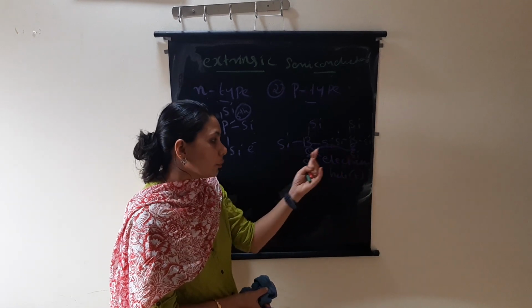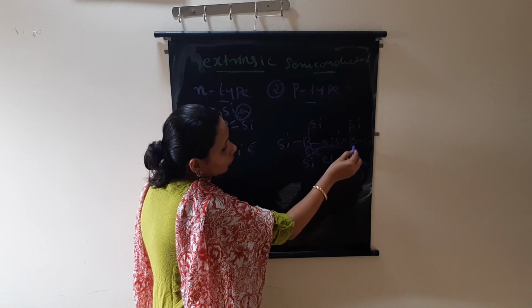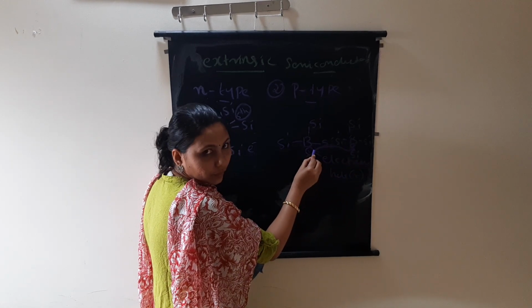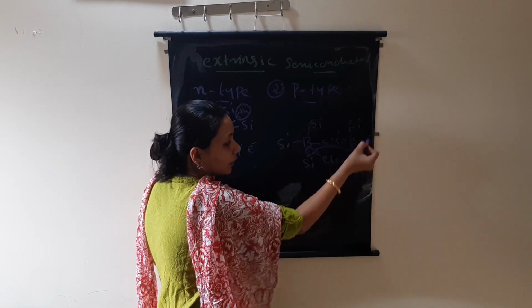No, electrons will move in this direction. The hole will move in that direction, right? Here already one hole is there, so the electron will come here and fill it. Next, a hole is here, and the electron from the next one will come and fill it.